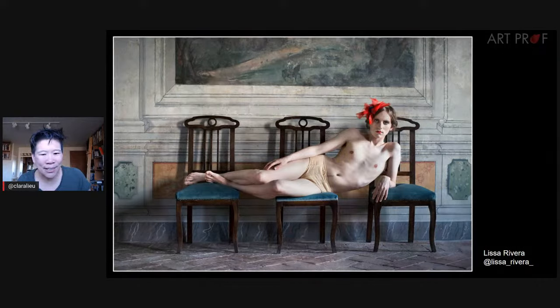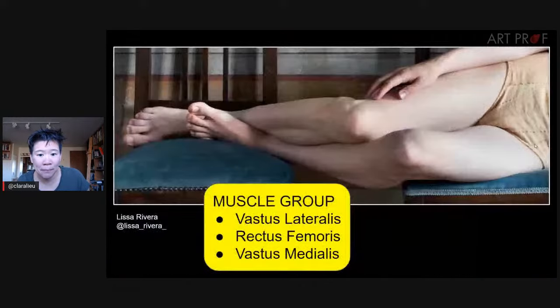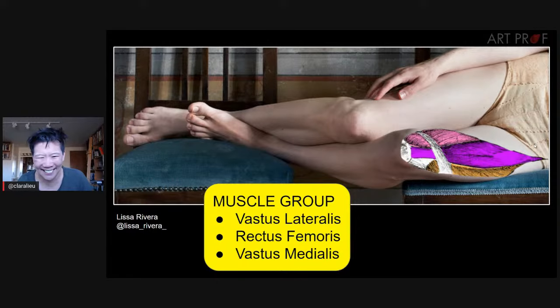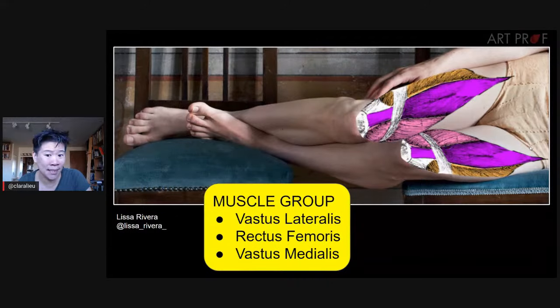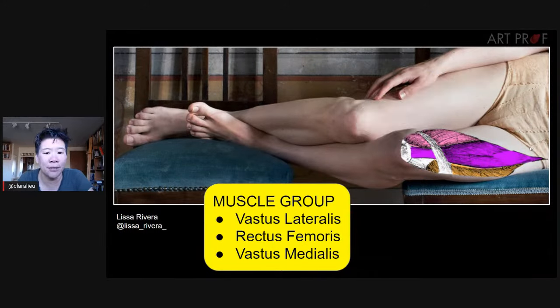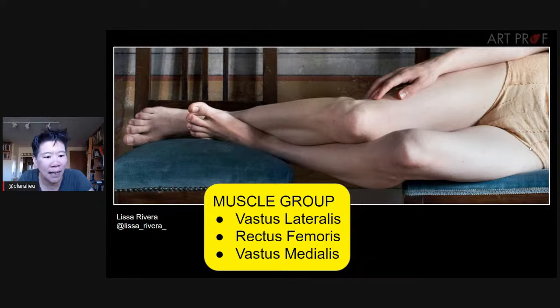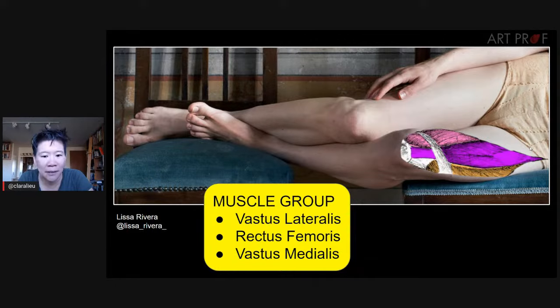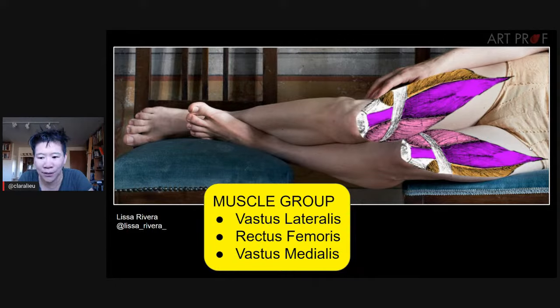Okay, let's look at some more versions of the muscle group. This is Lisa Rivera. She's a photographer working in New York City. So we're going to talk about that muscle group again. Remember, let's just call them the muscle clique. They think they're so cool. Okay, so there's the muscle group up there on that thigh. And there it is as well. So if you go back and you look at the photo, just find the kneecap. Like, once you find the kneecap, you are totally good to go.